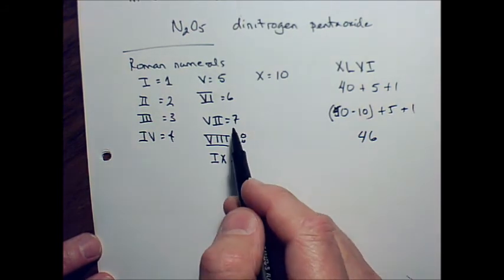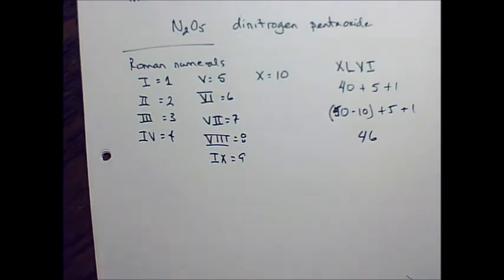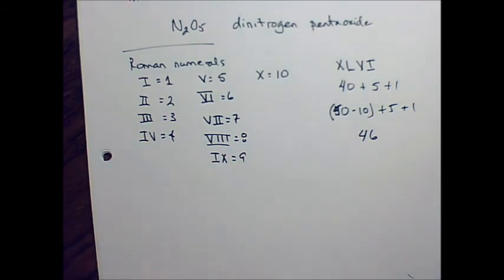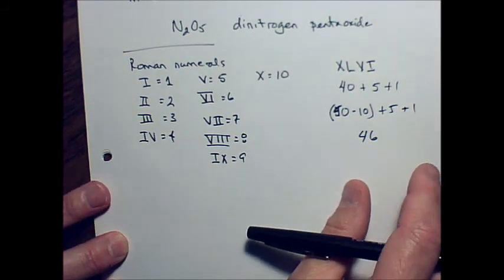The Romans didn't have Arabic numerals. They used that system. So you can imagine their addition and their multiplication was kind of complex. A bit more complex than ours.